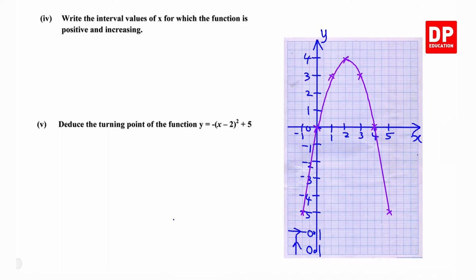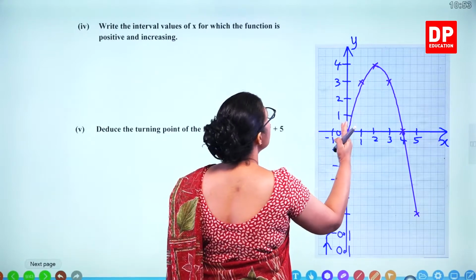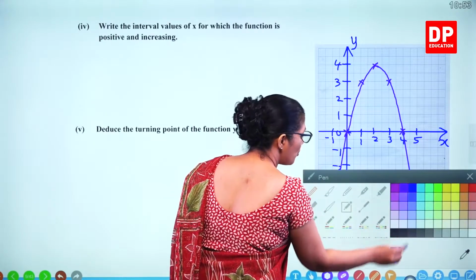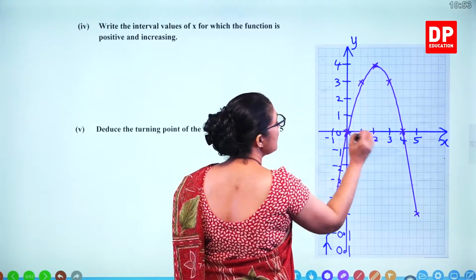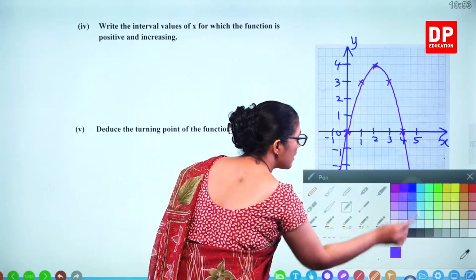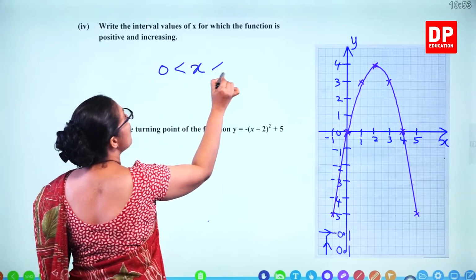Part 4, write the interval values of x for which the function is positive and increasing. Positive means above the x-axis and increasing means here to here. So I'll show you here to here. So what are the x values? 0 to 2. So we can write x is in between 0 and 2.